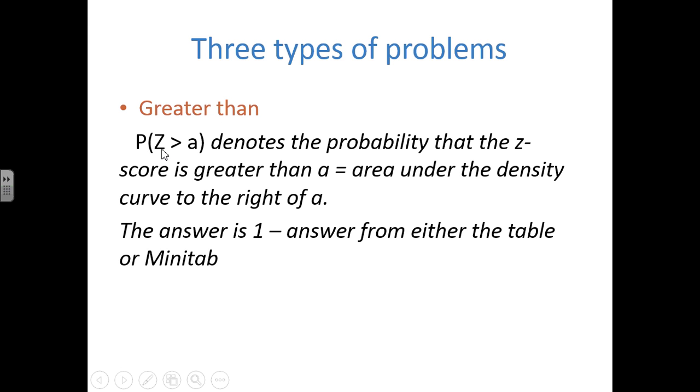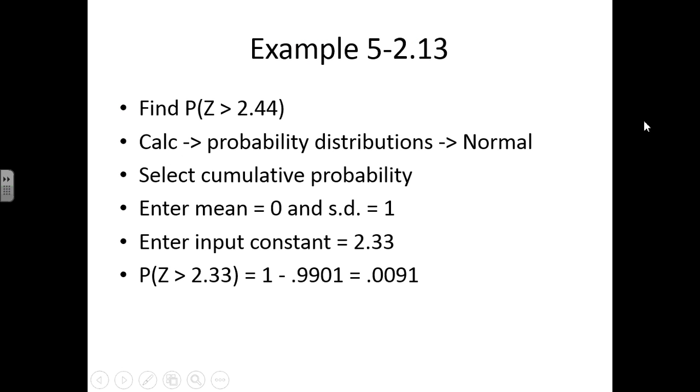The second type of problem is a greater than problem. Here we're looking for the probability that z is greater than some value a. Remember, with greater than problems, we learned this in chapter 4, the answer is 1 minus the answer from either the table or from Minitab. Both of them give us what's known as cumulative area, that is, area to the left of the value. So now we're looking for area to the right of a. So let's look at an example.